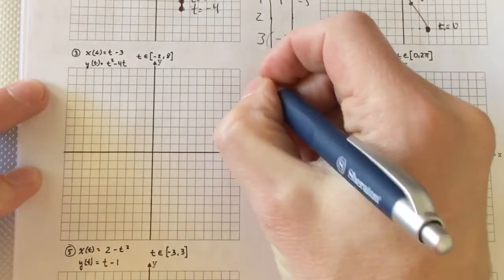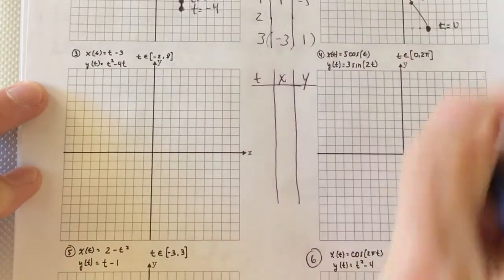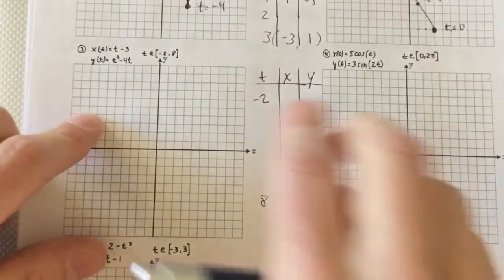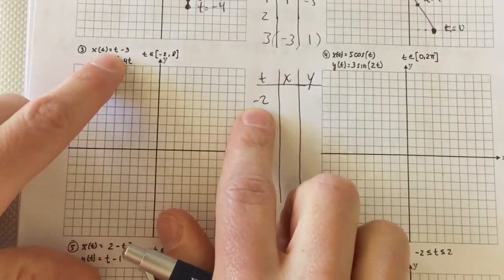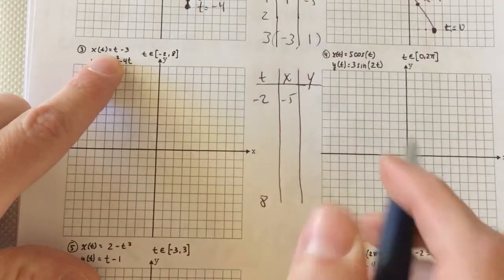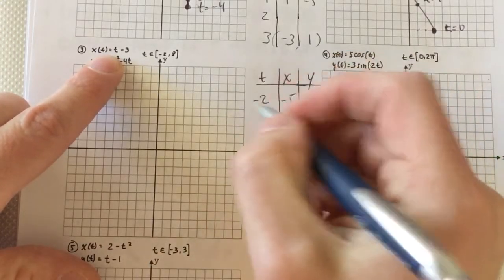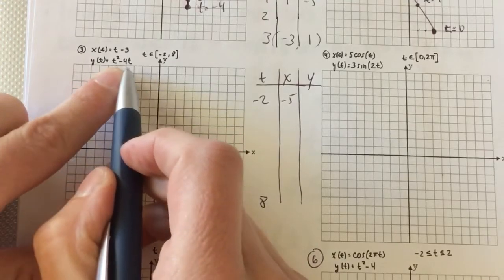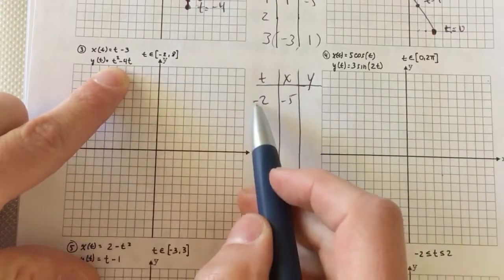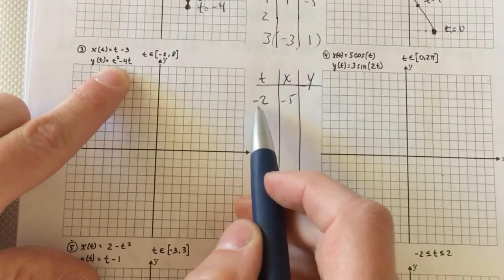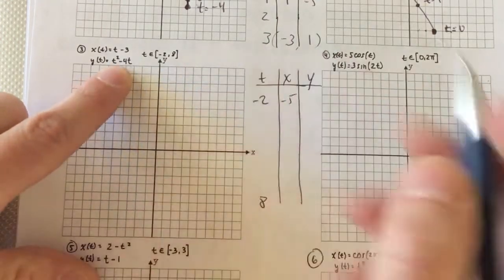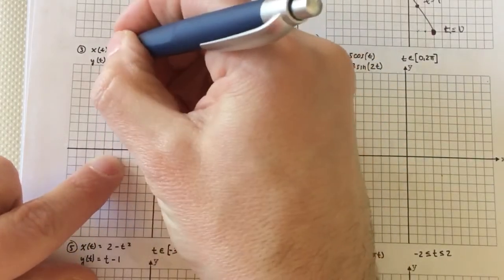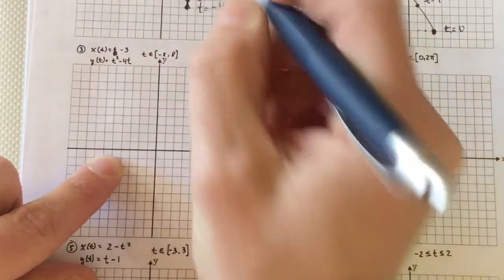All right, number 3, we've got T, we've got X, we've got Y, plugging in some points. T is -2, we're going to go up until 8. T is -2, the -2 minus 3 gets us -5. And Y would be -2 squared is 4. 4, minus -2, that gets us +8, so that's 4 plus 8 is 12. -5, 12 is, oops, that's off the graph. That's somewhere up there.